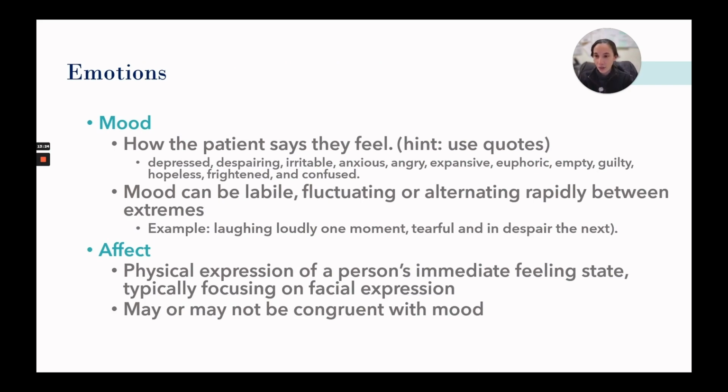Then the next category we have is the emotions. So we have two separate things. We have mood and we have affect. So mood is how the patient says they feel. When we are talking about mood in our assessments or our notes, we can use quotes. This is the best way to show how the patient feels. When you ask a patient, how are you feeling today? Whatever they say, that's their mood, regardless if it's how they seem to look. And we'll get into that.